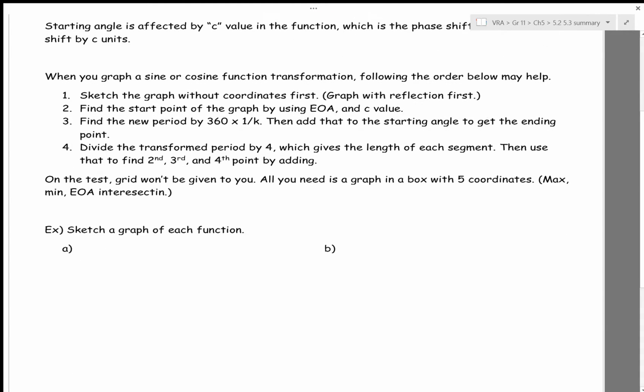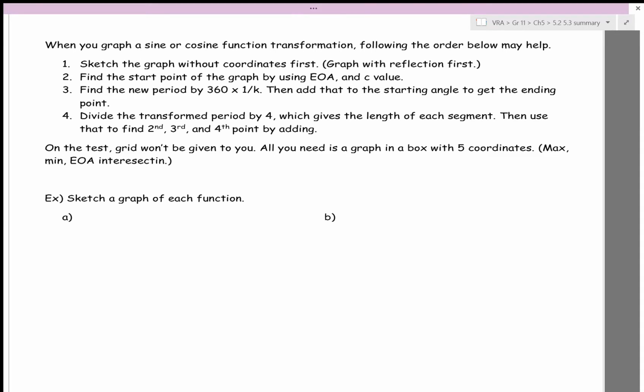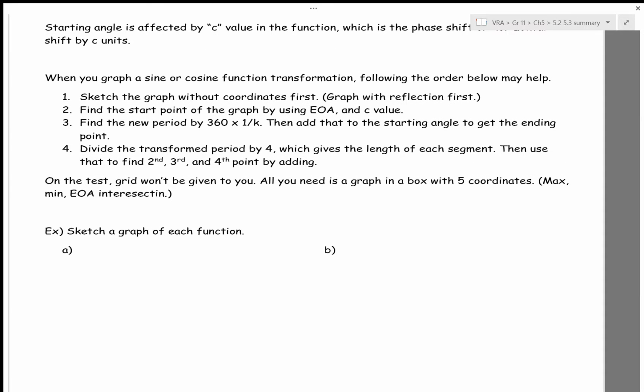Now, going to the graphing portion of it. From time to time, I will ask you to graph the final product. When I ask you to draw the final product of the transformation, all I need is the points. I am probably not going to give you the x and y axes at all because you don't really need them. The steps are very simple. The first thing is to sketch the graph without the coordinates first, but that has to include the reflection. So if A is negative or K is negative, you have to consider that first, okay? And then find the start point of the graph by using the C value.